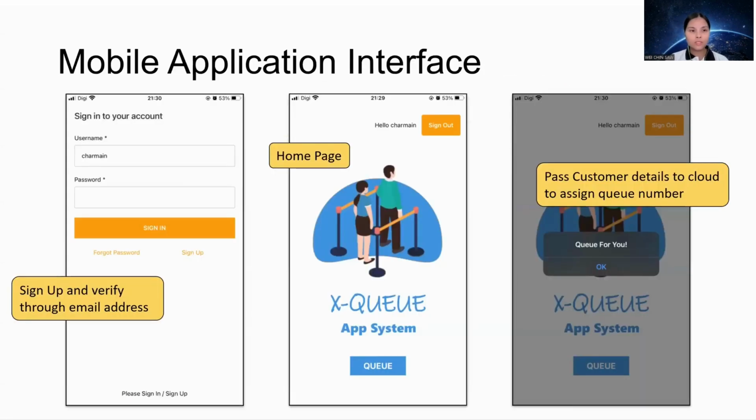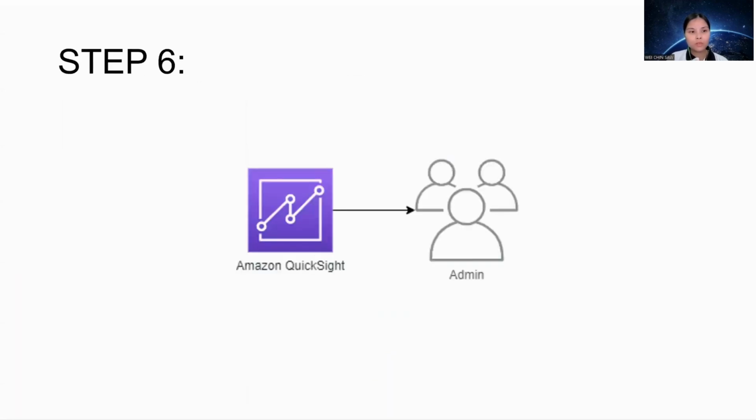Right, so this is what will actually show in the mobile application interface, which is the sign up and sign in page, where you can sign up here, and a verification will be sent to your email. Then you use that verification code to sign into your account. Yeah, so after you sign in, the home page is like this, where it's simple and there is one button, which is the Q button. After clicking on the Q button, this Amplify app will pass all the customer details to the cloud, which will automatically be stored in a table in DynamoDB. So moving on with the last step, which is the Amazon QuickSight step for visualization.